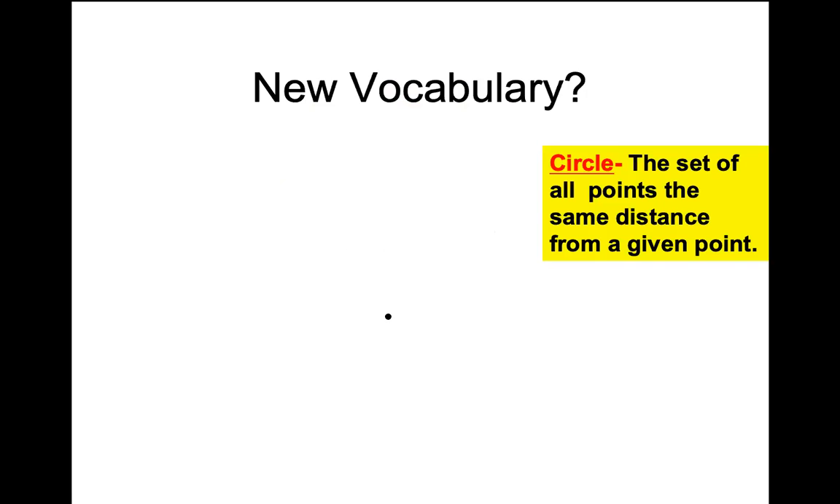Not new vocabulary. I'm not having you write it down because we had this in the previous chapter. But circle. Remember, a circle is a collection of points. Remember how I did this? I took the ruler. I measured 10 centimeters out to the right. I put a dot. 10 centimeters to the left, 10 centimeters on the bottom, on the top. And I did this not once, not twice, not three times, but 15 times. No, I did it an infinite amount of times, and we made the shape that we call a circle.